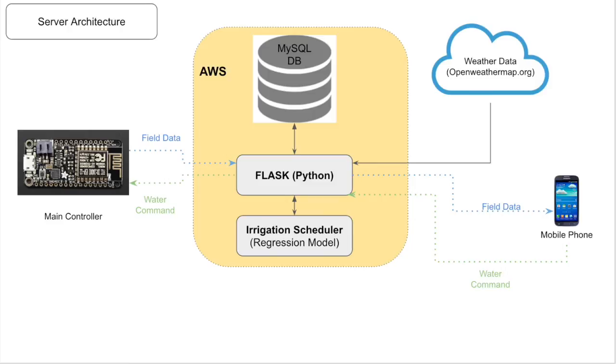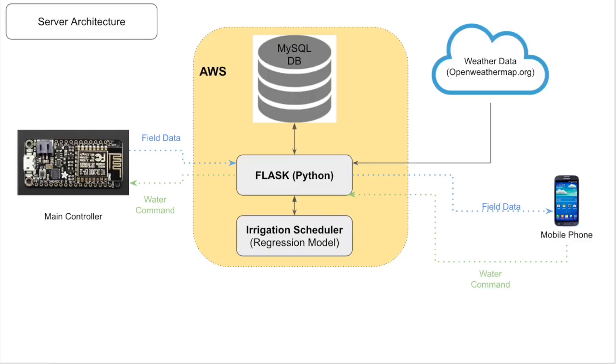Data processing is accomplished with a regression model developed in Flask, and the weather forecasts are retrieved from openweathermap.org. The relevant information is then passed on to the mobile application, where it is seen by a user and used to make informed irrigation decisions.